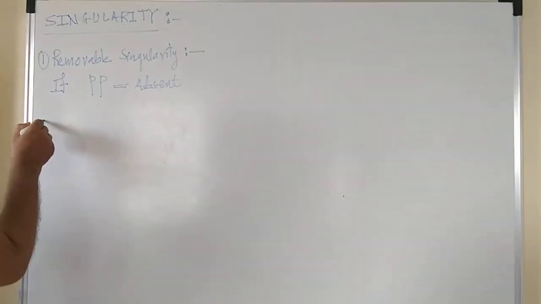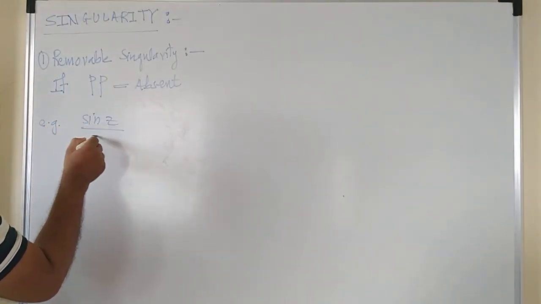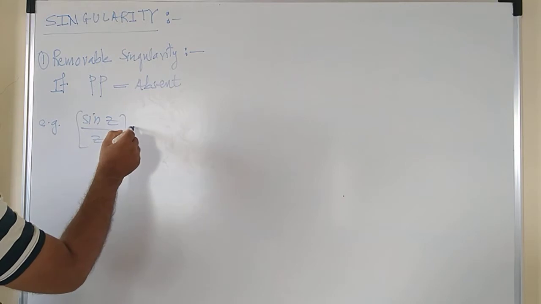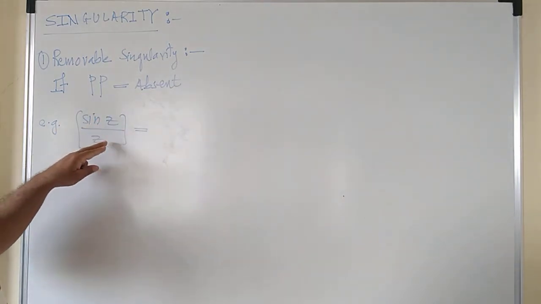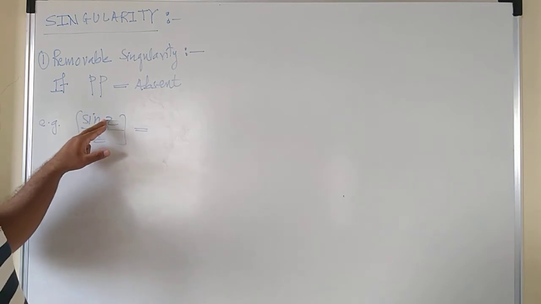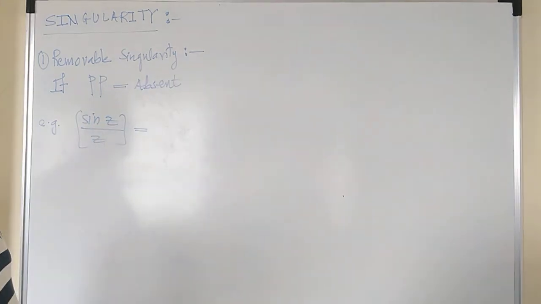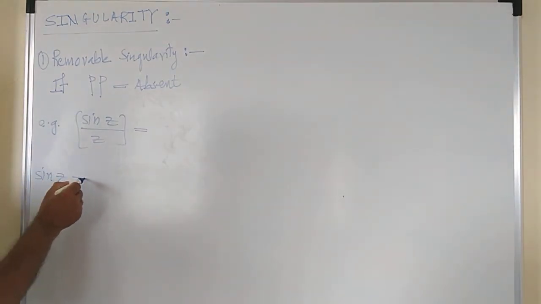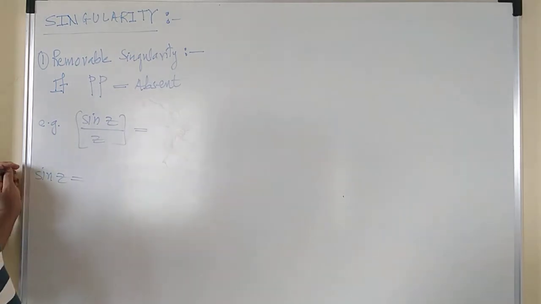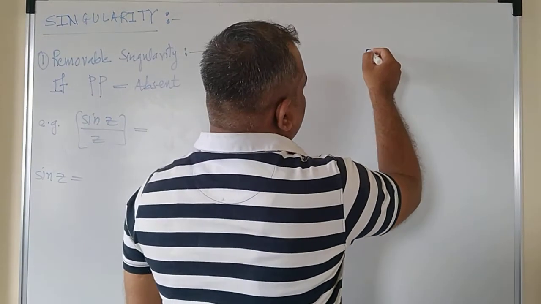So the example is sin z by z. Now how to identify it? You have to write sin z with its series. That means you have to expand sin z. And what is the sin z series? Sin x is equal to, sin is an odd function. You must know all these expansions.